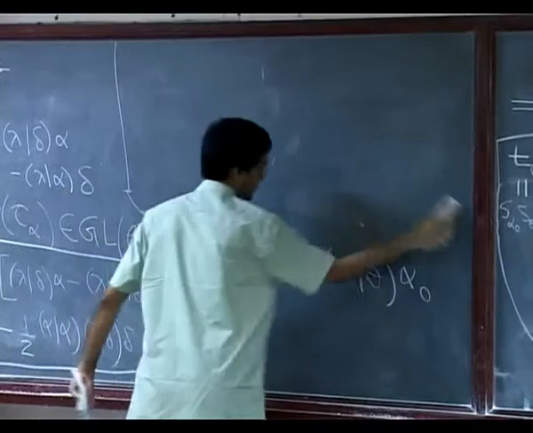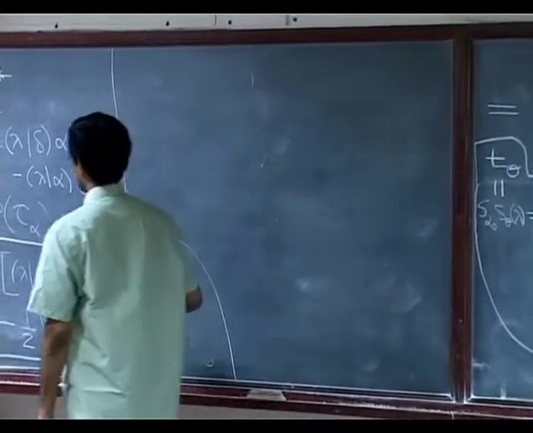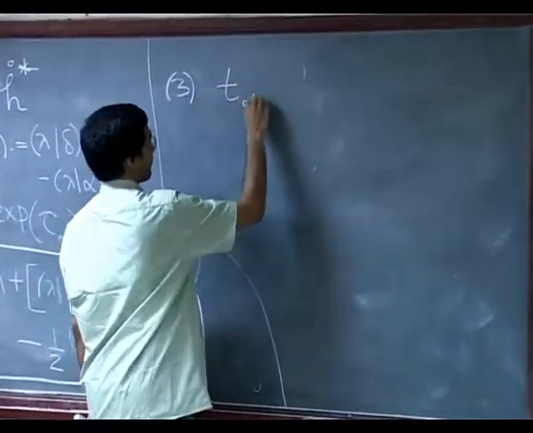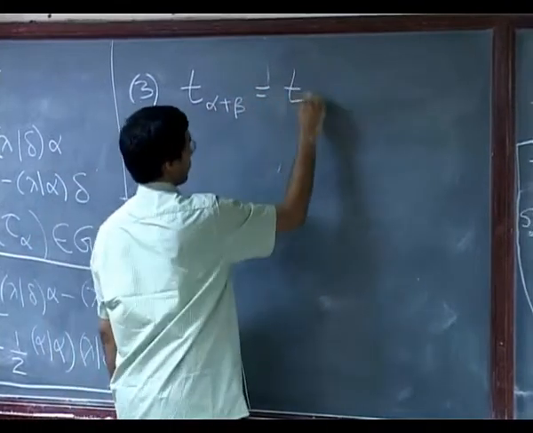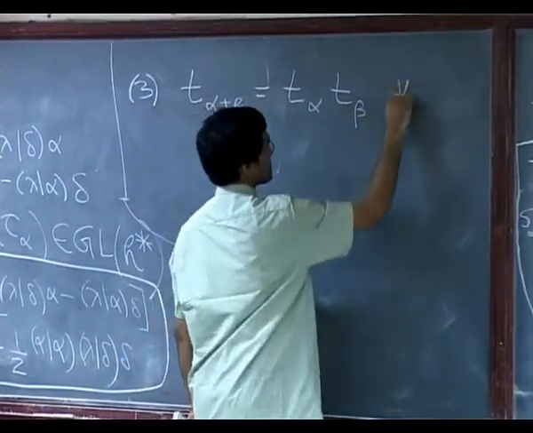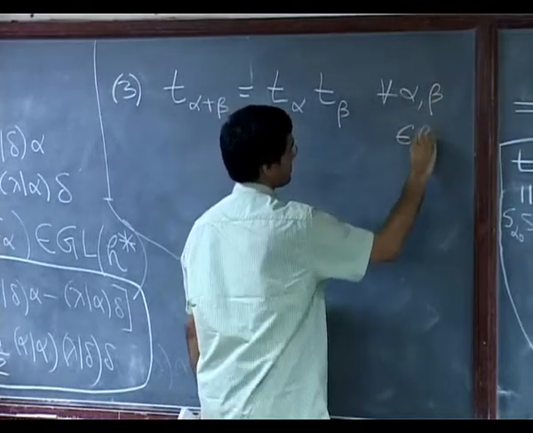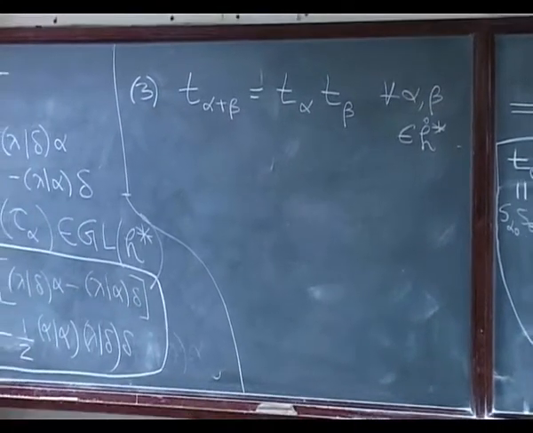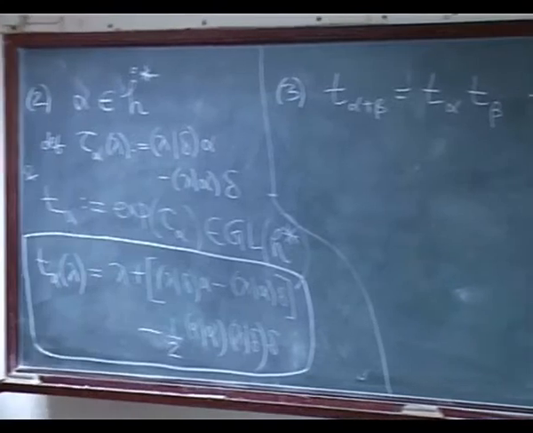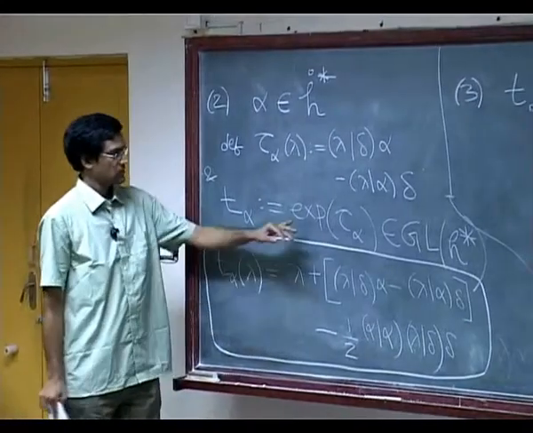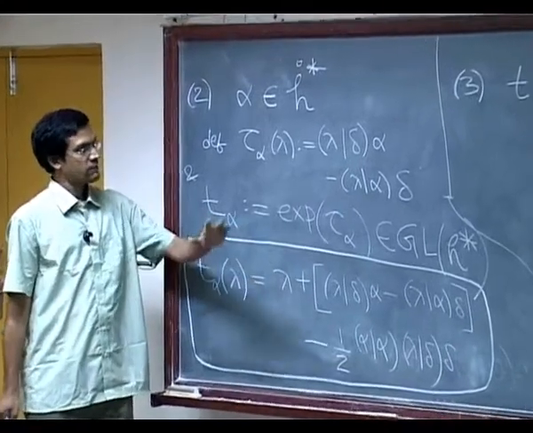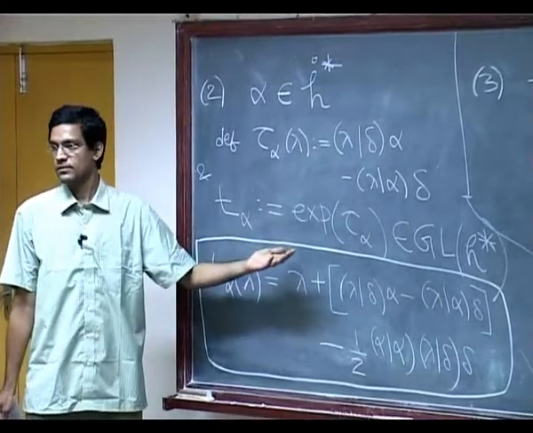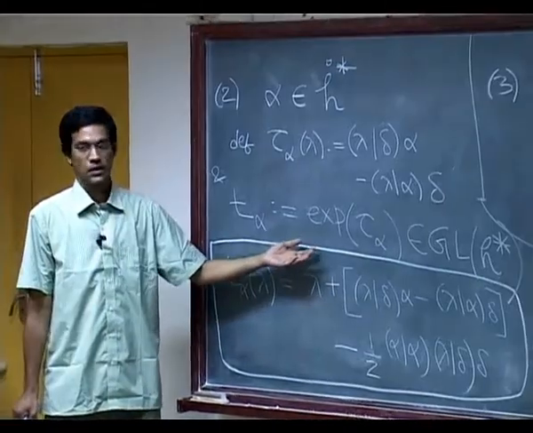So what is the point of defining this general object? Well, one observes the following. We've generalized it, and now let's study this for its own sake. If you look at alpha and beta, any two elements of H0 star, the claim is that T of alpha plus beta would just end up being the product of the two things. And why is this true?